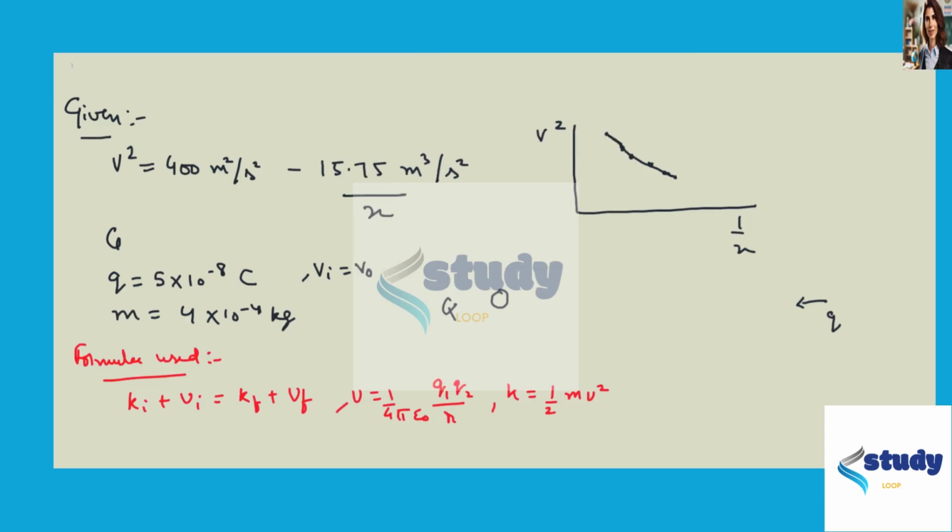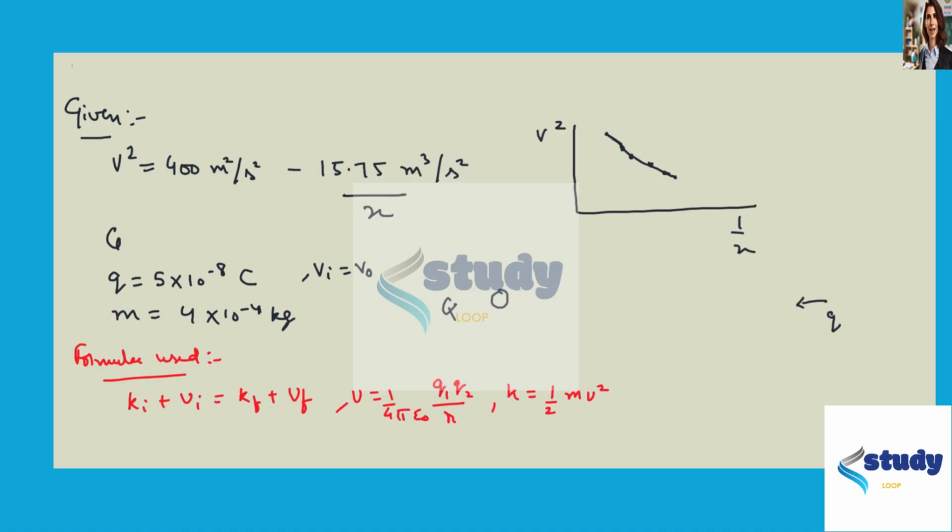Welcome to problem number 23.80. This is chapter 23, electric potential. So we are given that there is a sphere having charge Q, and we can measure the charge on this sphere by using a technique.